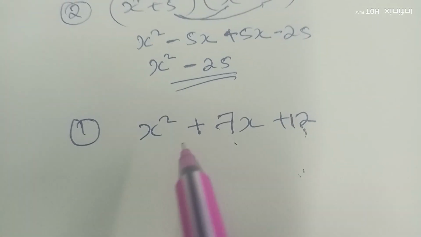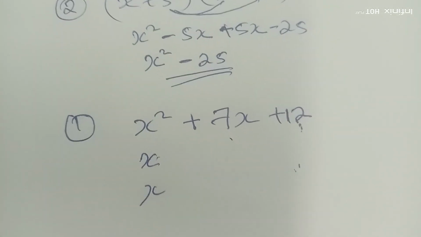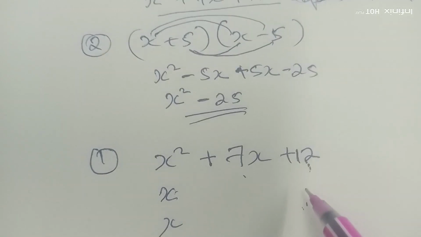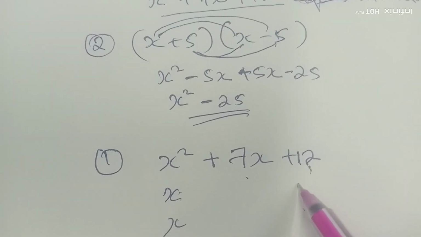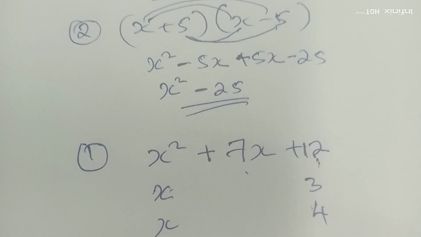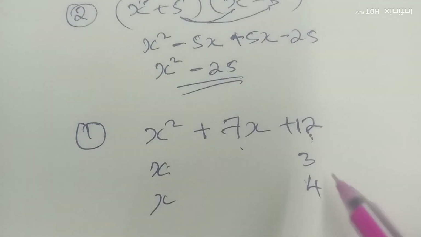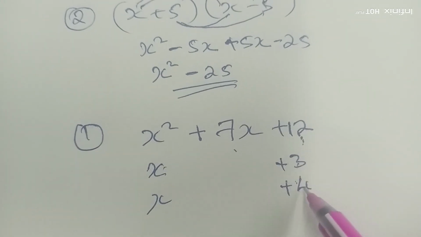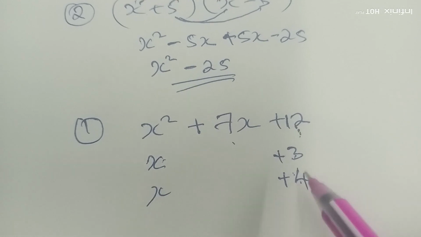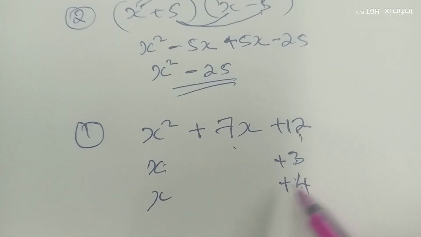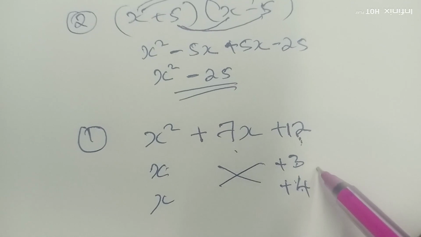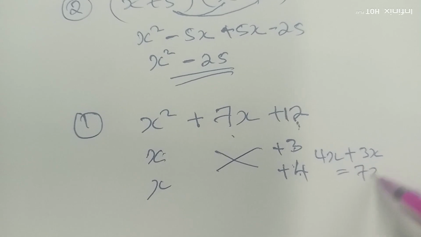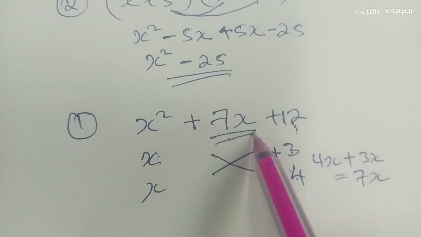We know very well that x and x multiplied together give x squared. And therefore, for this particular one, we are going to have 3 and 4. So with the 3 and 4, we can say it is plus 3 and plus 4. So plus 3 times plus 4 is plus 12. And if you cross multiply, you get 4x plus 3x, which is equal to 7x. That translates to the 7x, which is here.